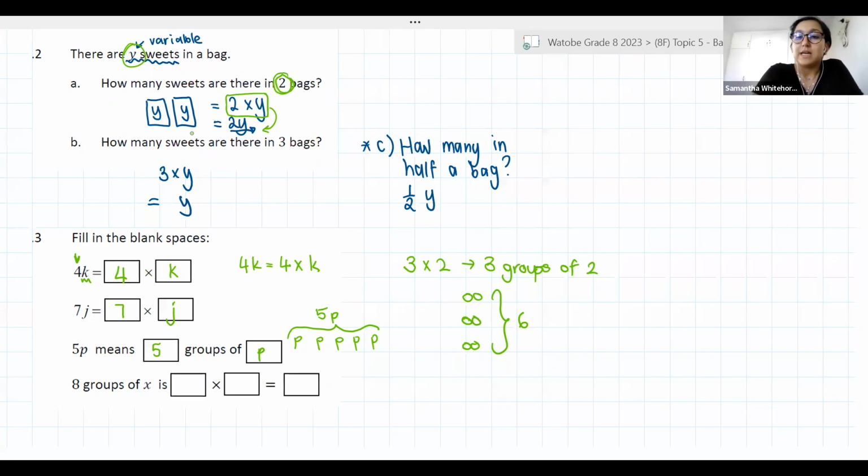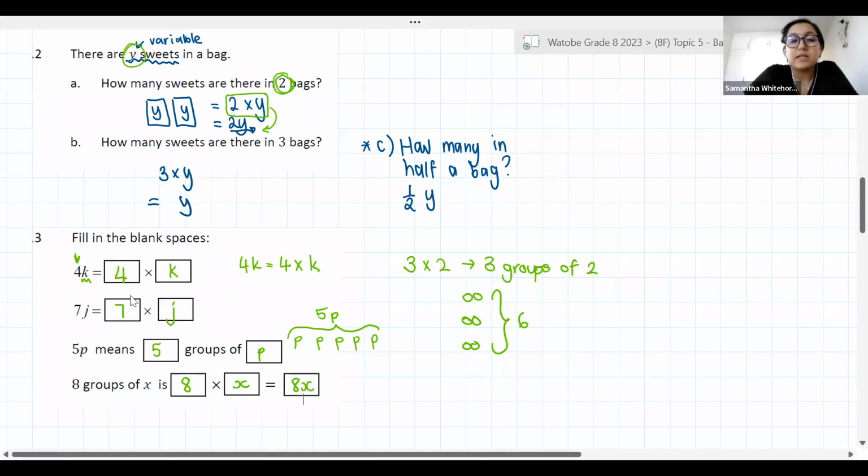We once again need to understand this last one here, just so we finish all the blocks. It says 8 groups of x. We have 8 groups of x, so what we can essentially do is we can times 8 and x, giving me 8x as my value. This is more for you to understand what the operations are that we're working with when we have a coefficient and a variable. Hopefully that will make sense.